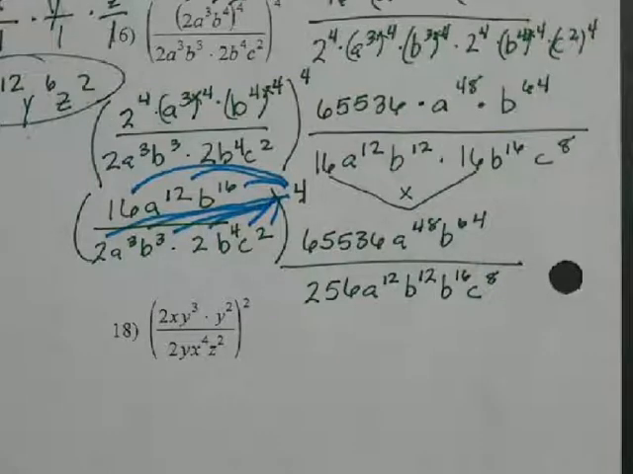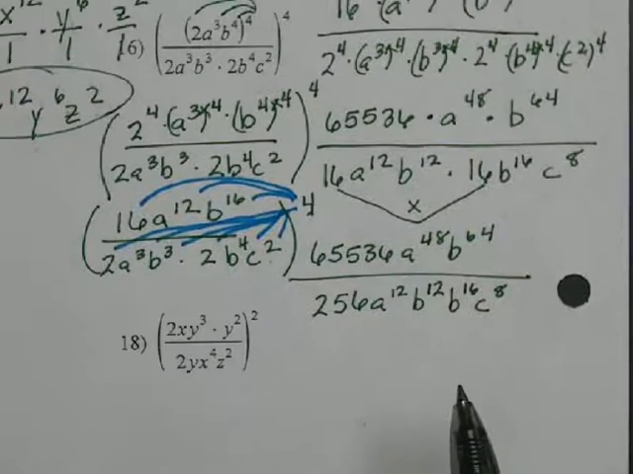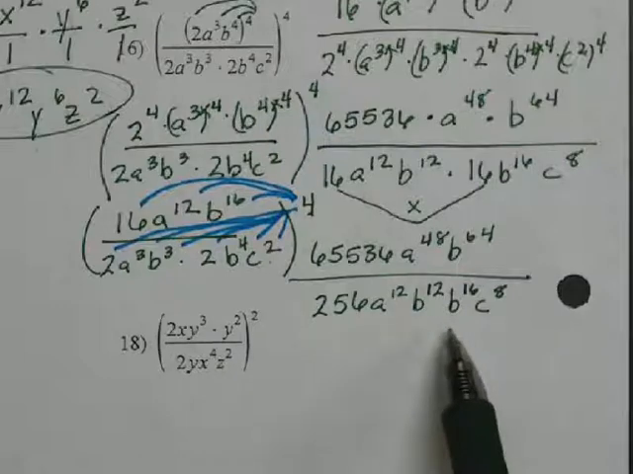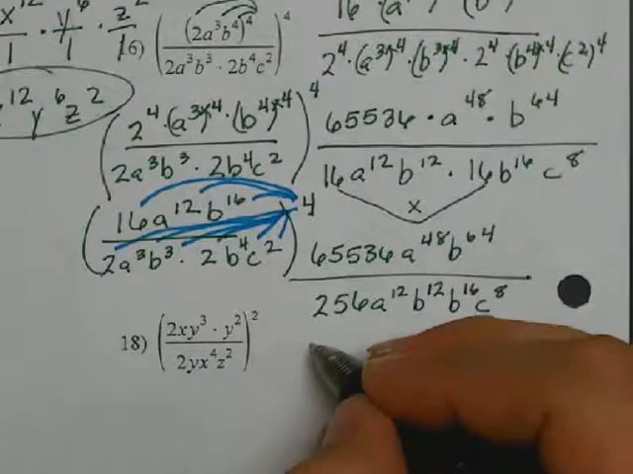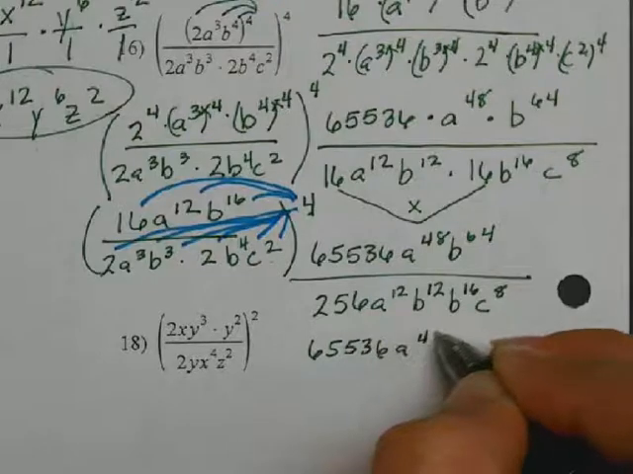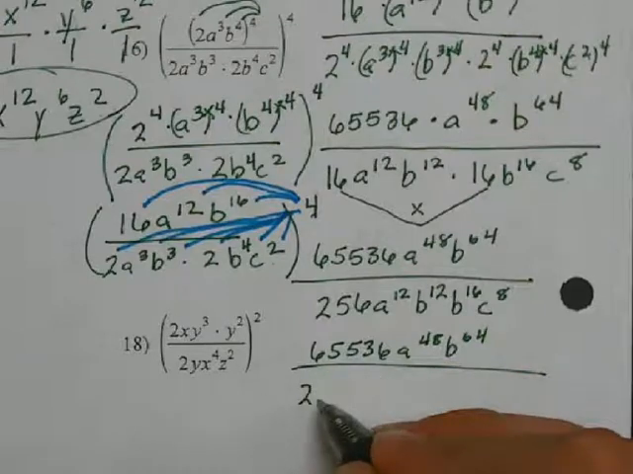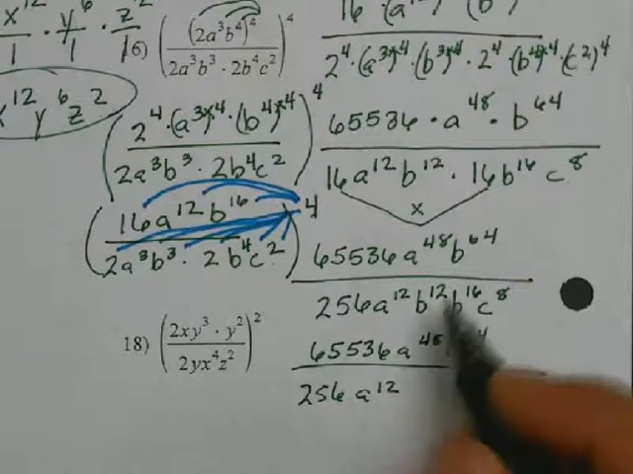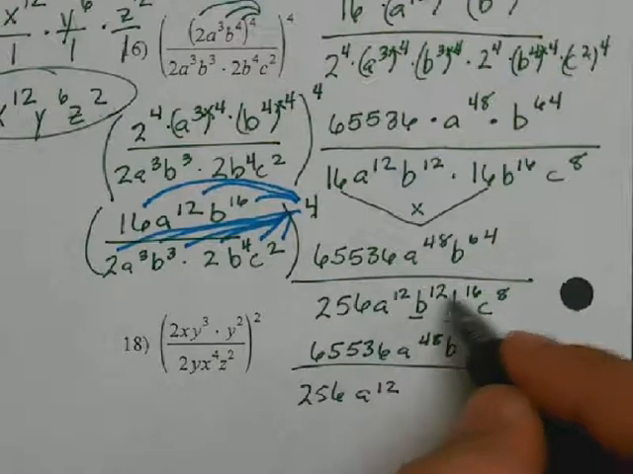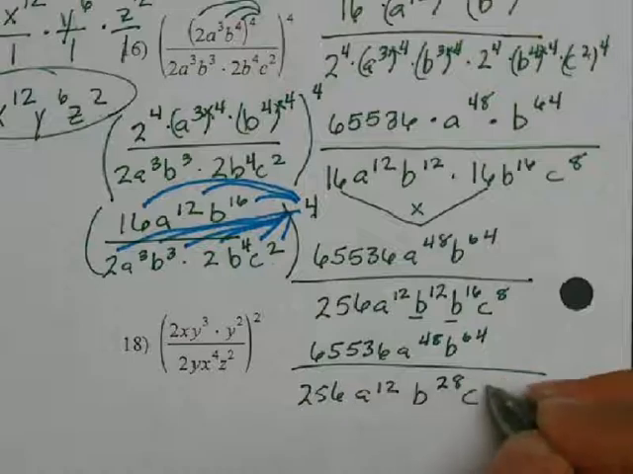Well, hold on. I have some like terms here, so I need to add those together. So if you're looking at the b to the 12th and b to the 16th, you need to simply rewrite this as 65,536, a to the 48th, b to the 64th, and all that's over 256, a to the 12th. But now let's combine these two b's right here. So when I have like bases and I'm multiplying, I actually add exponents. So it's going to be b to the 28th, c to the 8th.